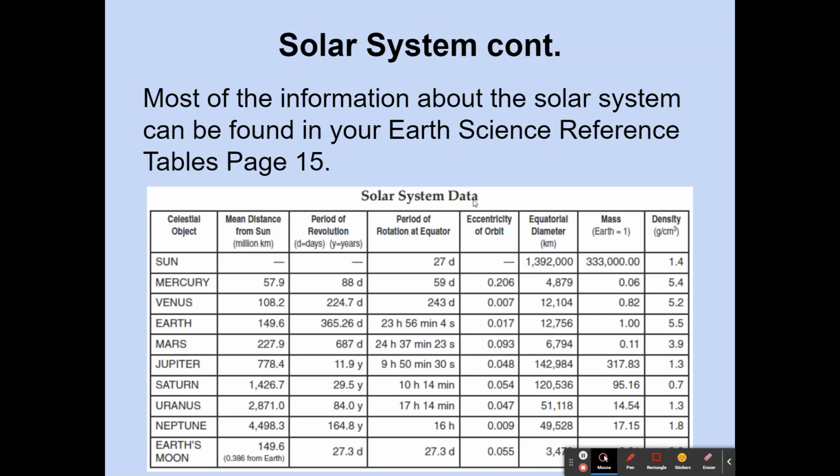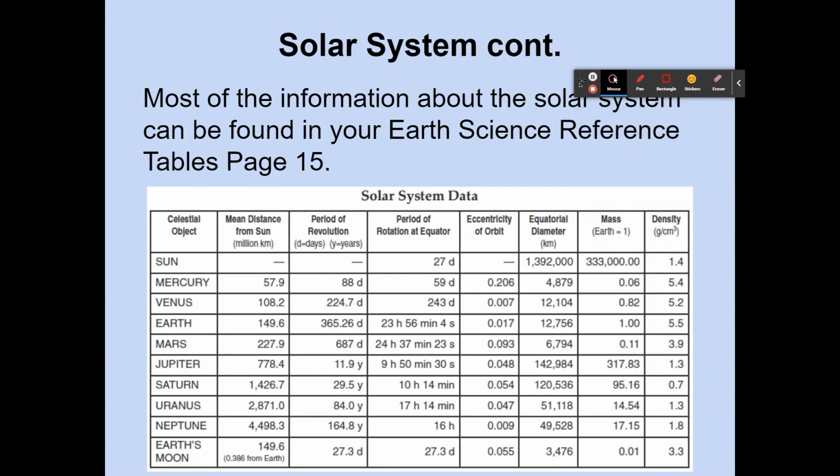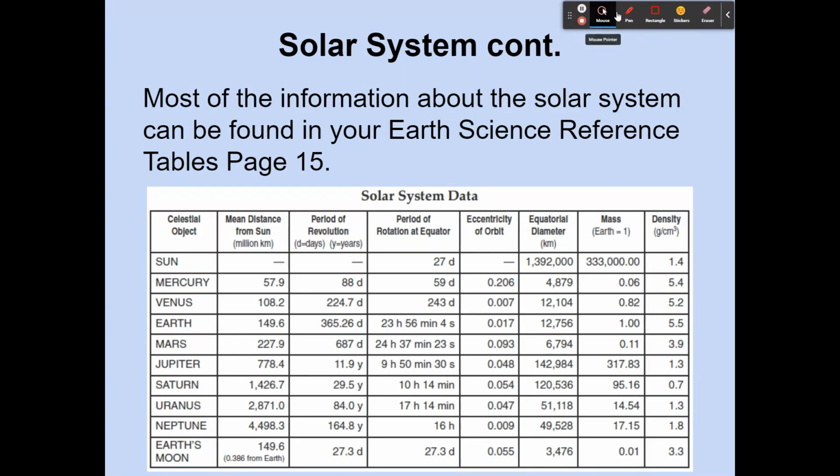So on page 15 of your reference table, hopefully you're open to that by now. This is some data about all those planets. And I briefly showed it to you that first day. But what I would like you to do is take out a pen or pencil, totally up to you, and write right in here, terrestrial. And write right over here for these four planets, Jovian. Go ahead. I'll give you like 15, 20 seconds to go ahead and do that.